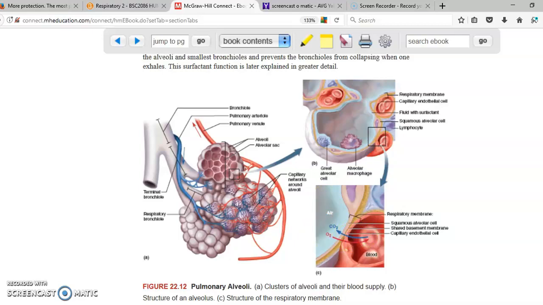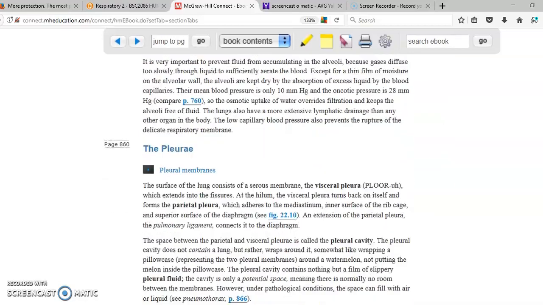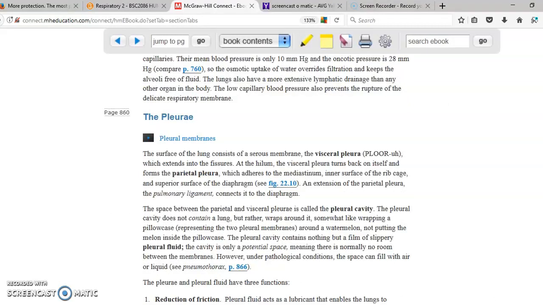If we keep scrolling down, we're going to see something else, that we have a pleura. The pleura is a membrane that covers the lungs. Okay, the pleura is a serous membrane, therefore it has two layers. Right, one layer is going to be visceral pleura, and the other one is going to be the parietal pleura. Since it has two layers, you're going to have a cavity in between, which is the pleural cavity.